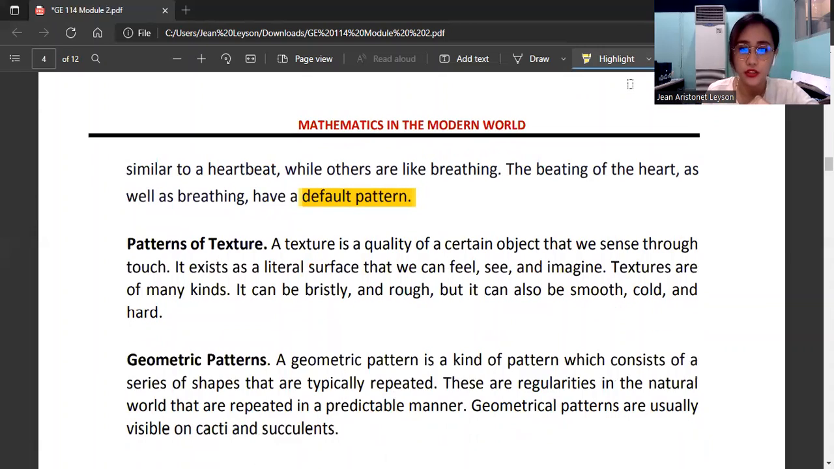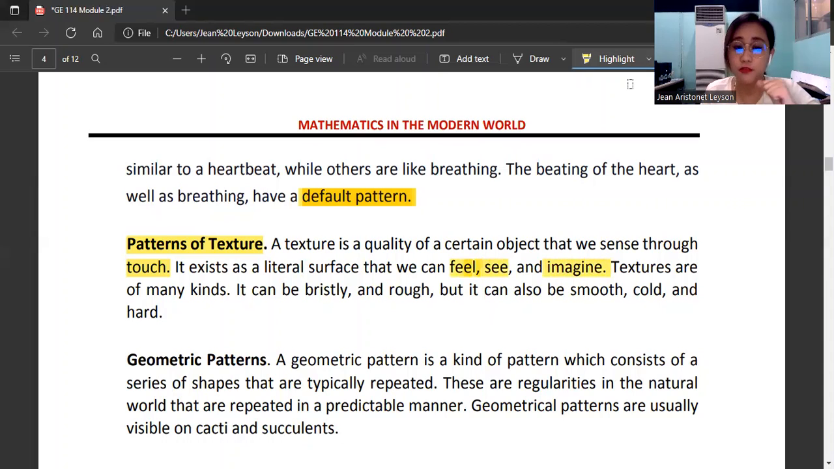So texture is a quality of a certain object that we sense through touch. Earlier we had patterns of visual, which can be related to our sense of sight. Patterns of texture can be felt by our touch, our skin. So it exists as a literal surface that we can feel, we can see at the same time, and imagine.